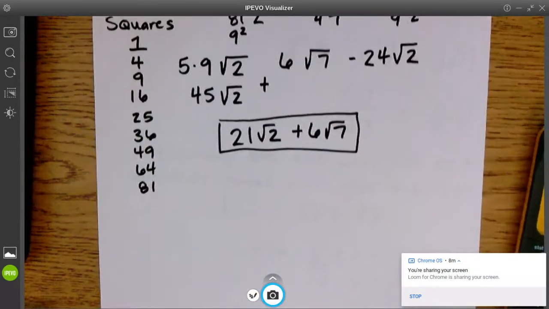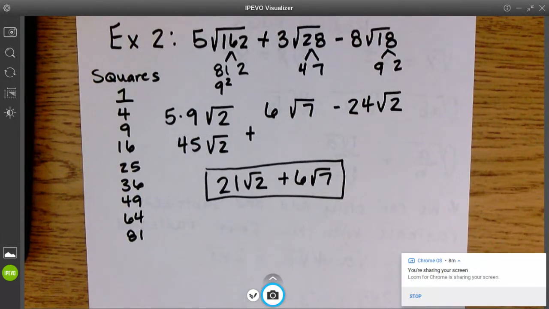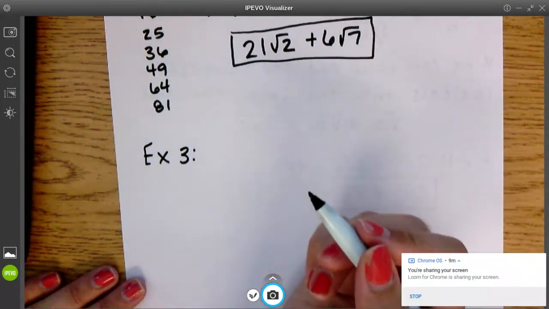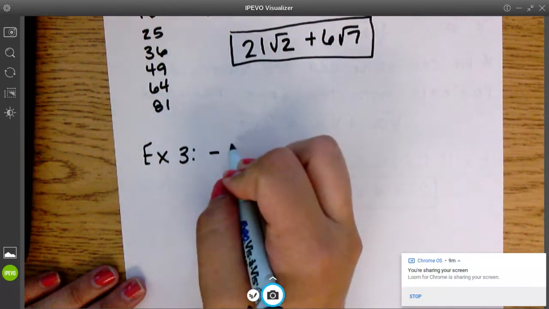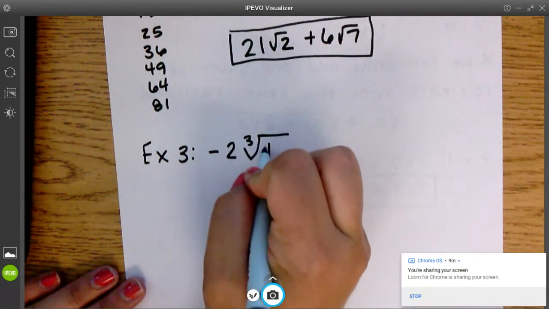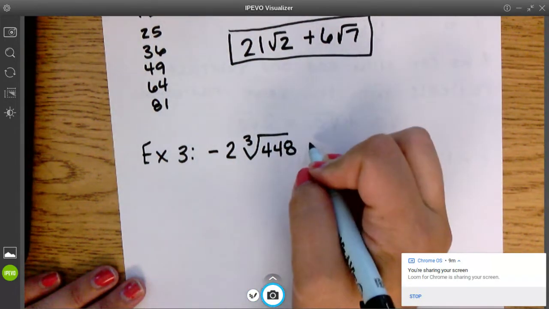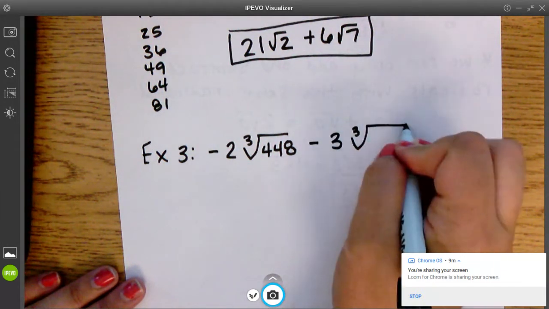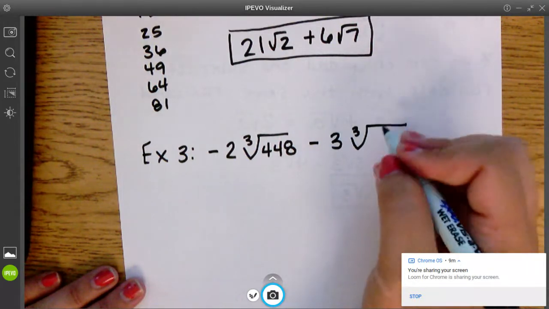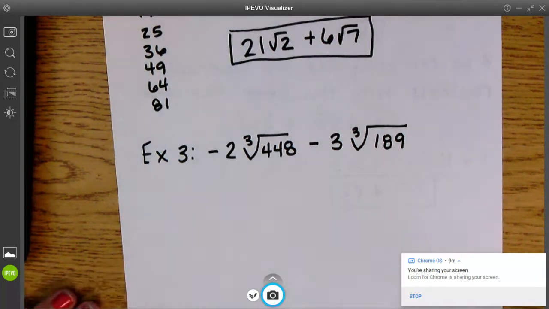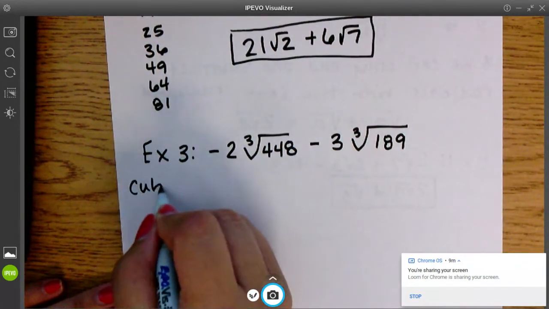Let me see if we can do one where there's some cubed root action going on. So let's try one with cubed roots. Remember you can pause if you need to copy that. I'm going to have to move the screen. But let's do one with cubed roots just so we know kind of how that works. So if I had like negative 2 cubed root of 448 minus 3 cubed root of 189. Big numbers. Cubes are big. So let's think of our cubes. I'm just going to write those off to the side.